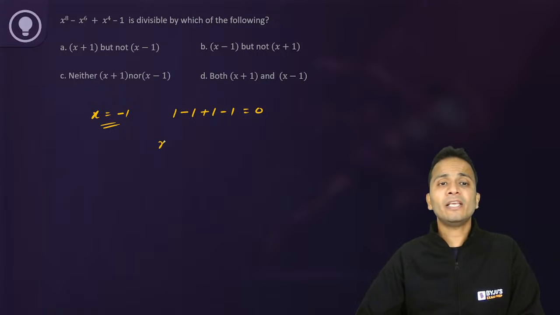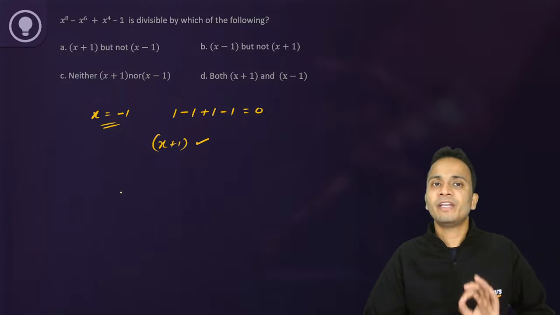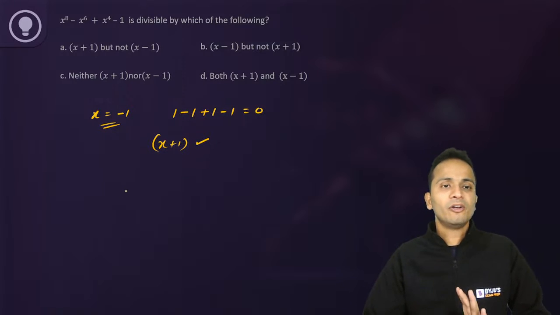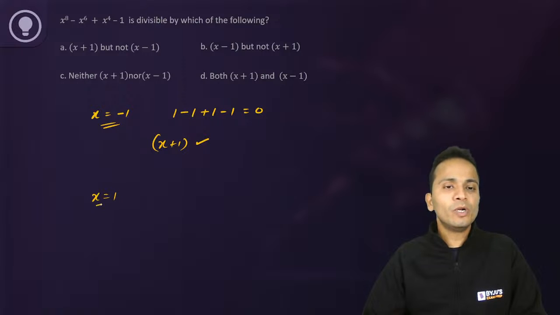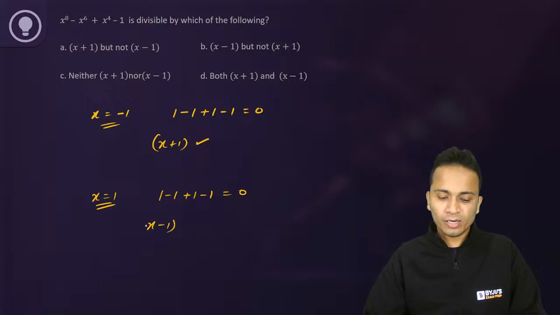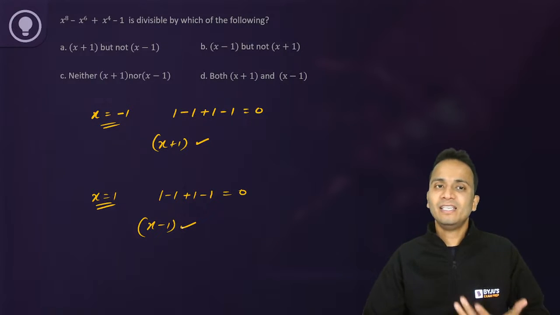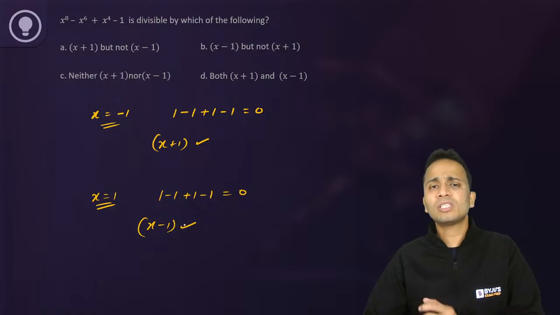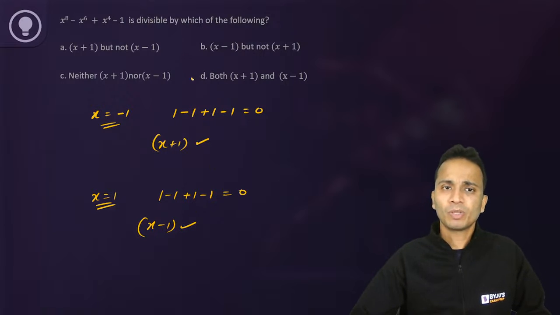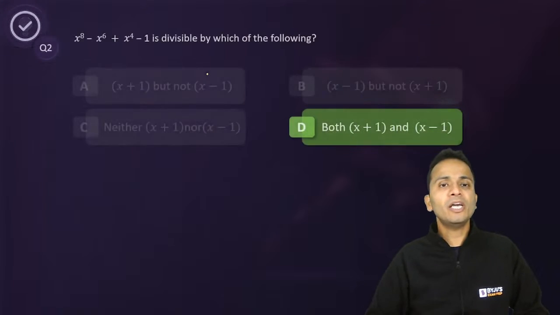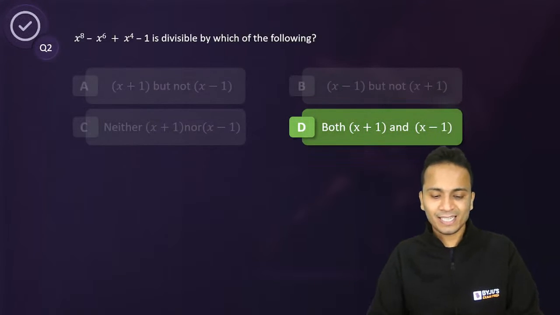So I can say that yes, x plus 1 is a factor of the given expression. Then secondly, x equal to 1 we put, again the value will come out to be 0. So x minus 1 will also be a factor of the given expression. So I can say that yes, it will be divisible by both x plus 1 and x minus 1. So the correct answer should be option D. And yes, it is the correct one.